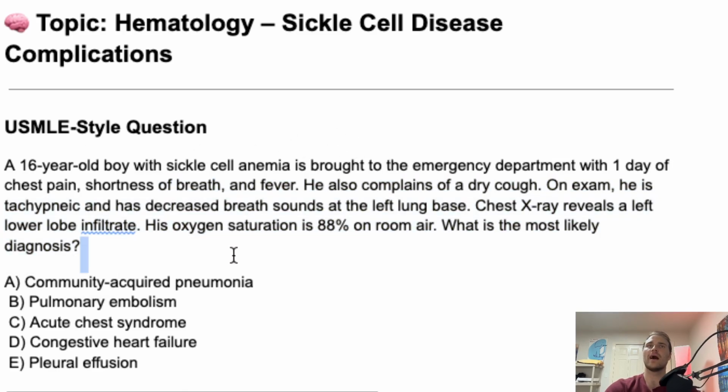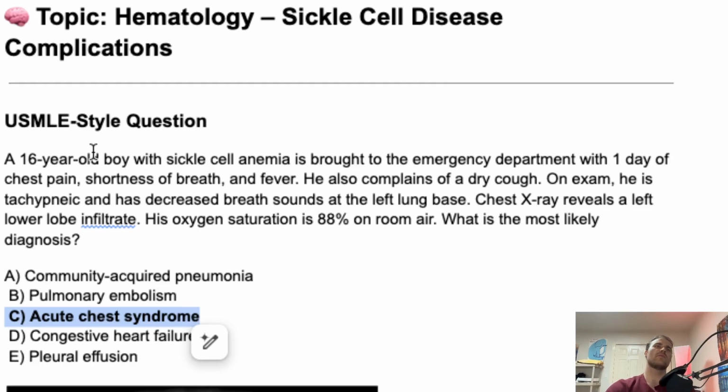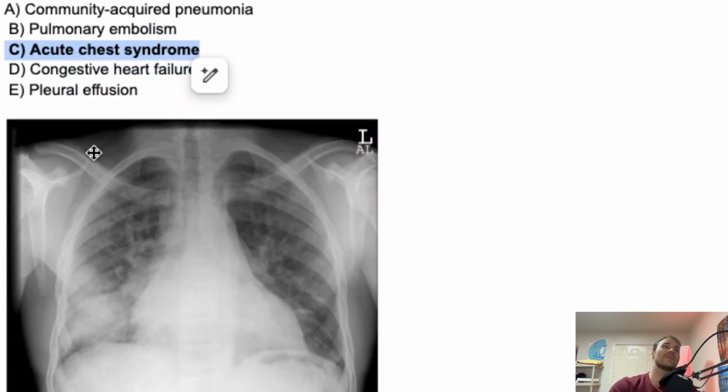But what is going on here? And it's something that is called acute chest syndrome, okay? And so that's going to be our answer, acute chest syndrome. And let's just dive in and explain this. So here we have a presentation of acute chest syndrome. It's a life-threatening complication of what?